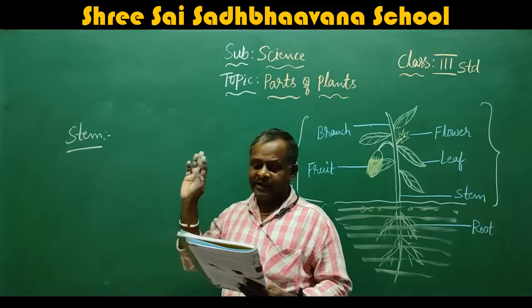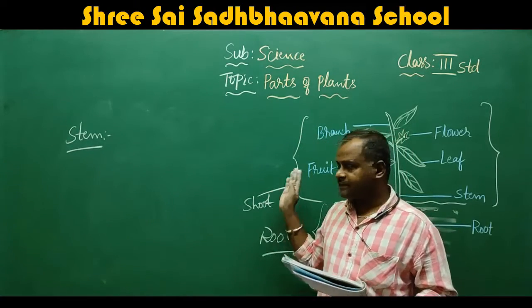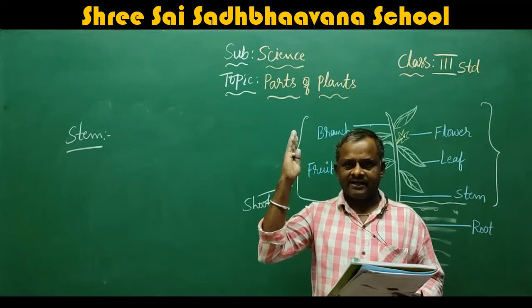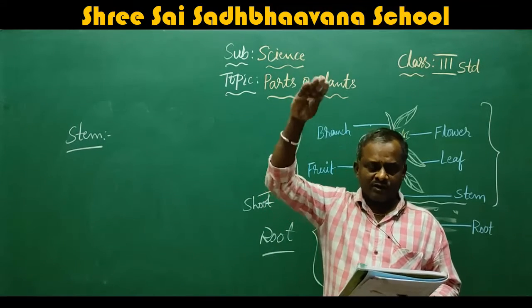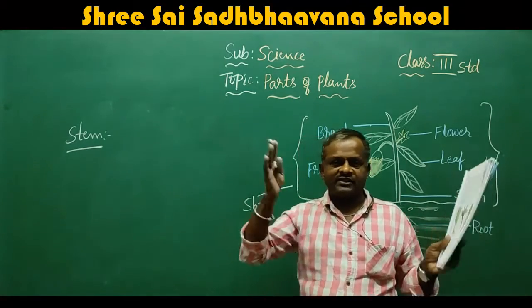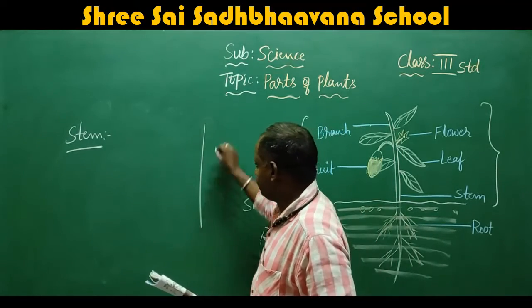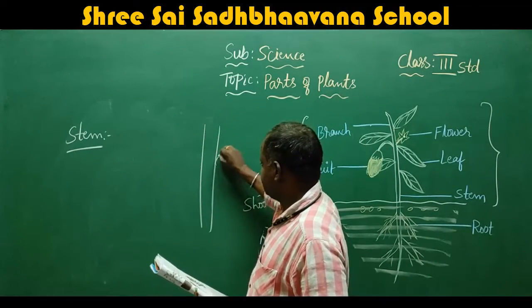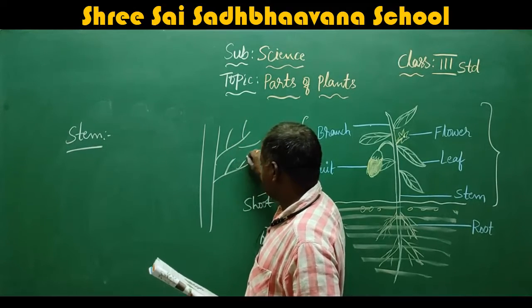It holds the plant upright and supports its branches. What is the function of the stem? It holds the plant upright. That means tightly, from the ground level, and supports its branches. So many branches are growing from the stem. The stem is like this, so many branches and sub-branches are growing from the stem.